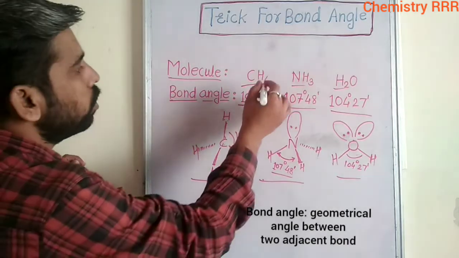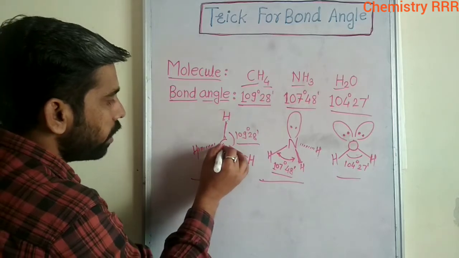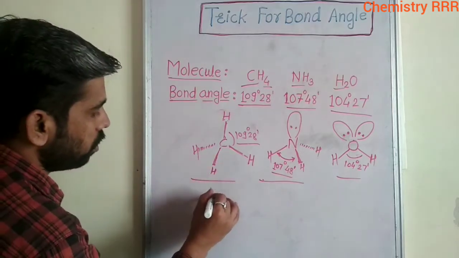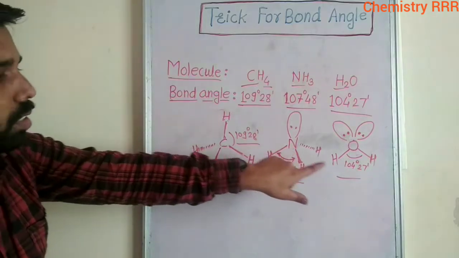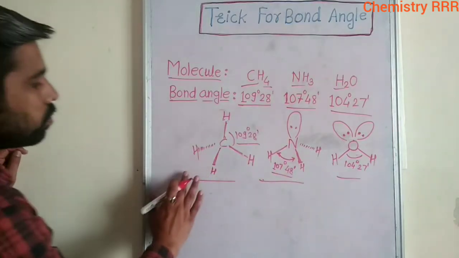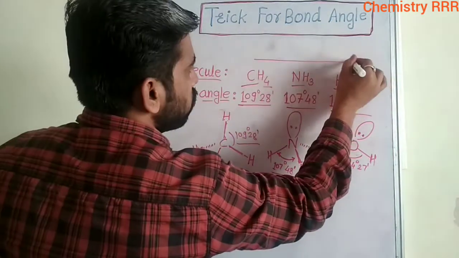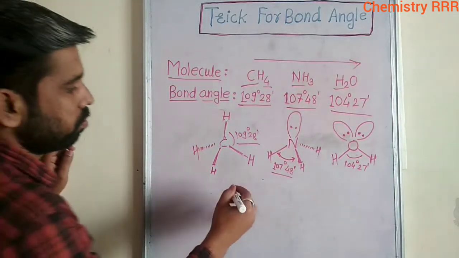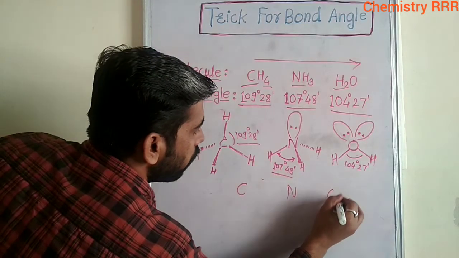Now in all these three molecules, the atom attached to the central atom is the same. That is, in methane hydrogen is attached to the central atom, here hydrogen is attached to the nitrogen, and here hydrogen is attached to the central atom, that is the oxygen. Then why does the bond angle decrease from left to right? The central atoms are carbon, nitrogen and oxygen.